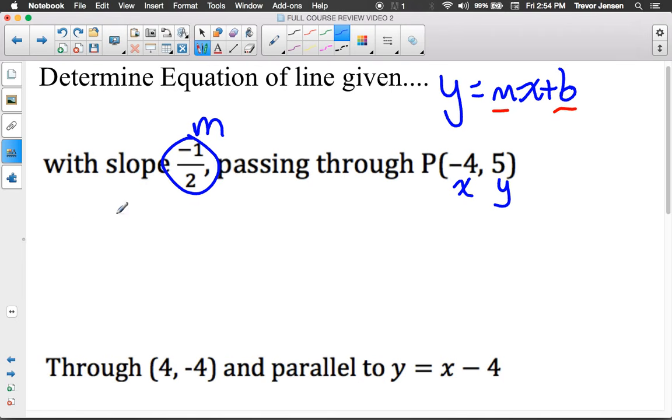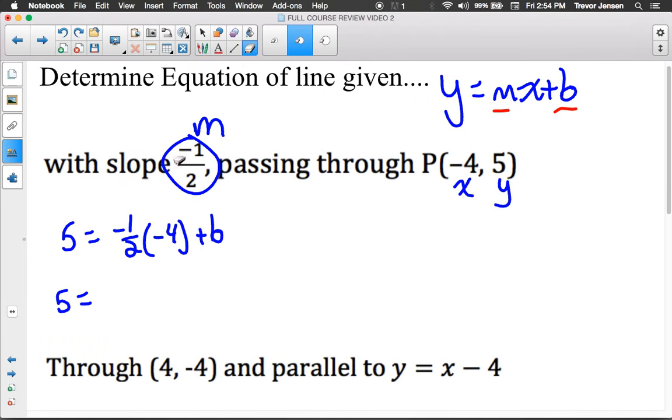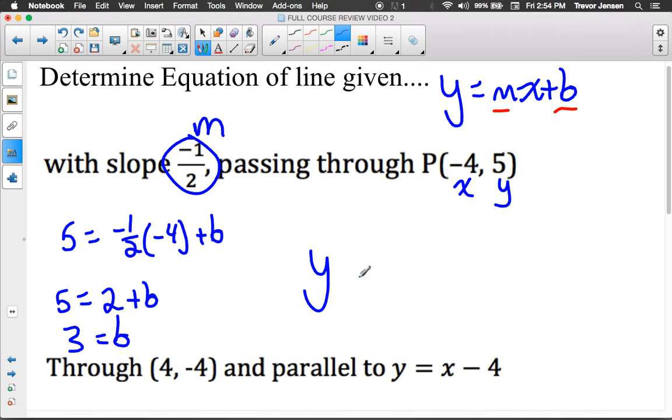So if I plug in 5 for y, -1/2 for m, -4 for x, into y equals mx plus b, I'll have something that looks like this: 5 equals -1/2 times -4 plus b. Solve for b. I will then know the b value. I can write my equation by plugging in for m and b. So I'm just going to solve this quickly. -1 times -4 is 4, so I would have 4/2. I know that 4 divided by 2 is 2, so I can just write that as 2 plus b. Move the 2 over, becomes a -2. 5 minus 2 is 3, so I have 3 equals b. So my final equation, I plug in for m and for b. I have y equals -1/2x plus 3.